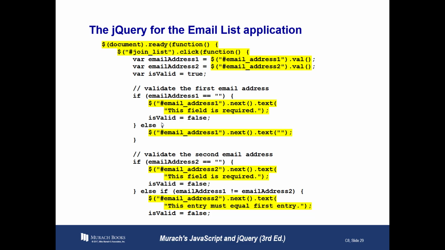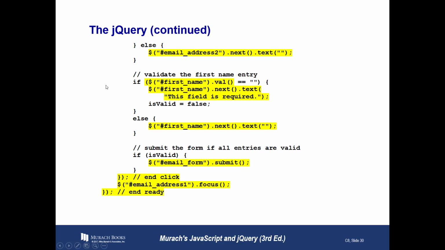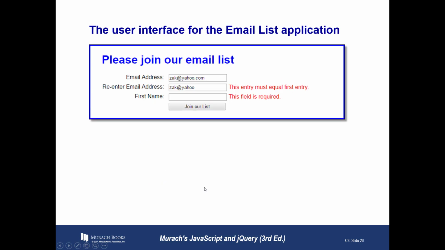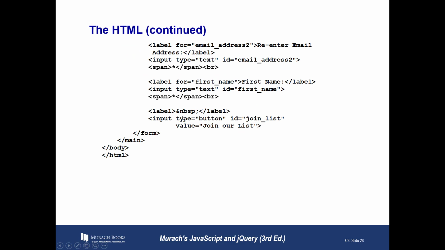Here is the jQuery for the email list application. A couple things, if we look on here, two pages. First, let's take it from the bottom. Notice what this is going to do right here. This is going to make sure that when we start to run the program, the first email address has the focus, so the cursor will be right there when we start.